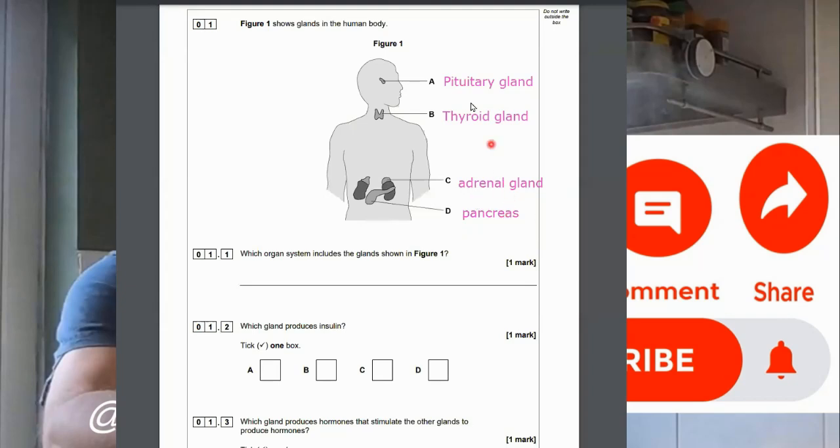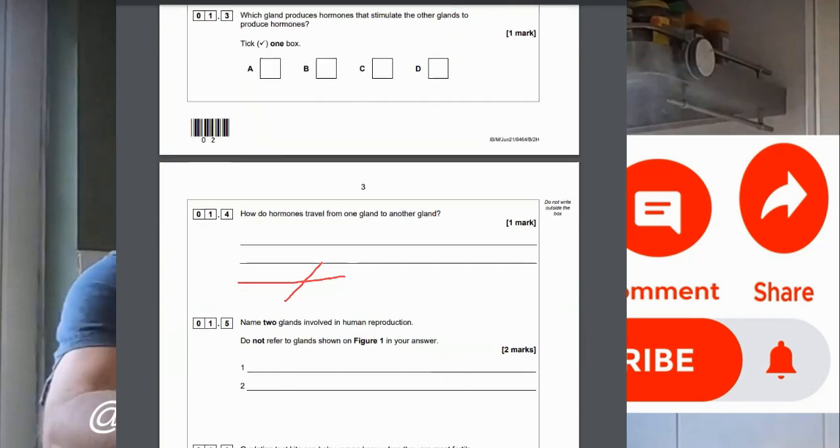Well, what do they all release? All of these glands release hormones. The adrenal gland releases adrenaline, the thyroid gland thyroxine. So you might want to put the hormonal system, but that'd be the wrong answer. The correct answer is the endocrine system. These are endocrine glands. Which gland produces insulin? Well, that's going to be D. You should remember that the pancreas produces insulin and glucagon. They help with sugar control in the blood.